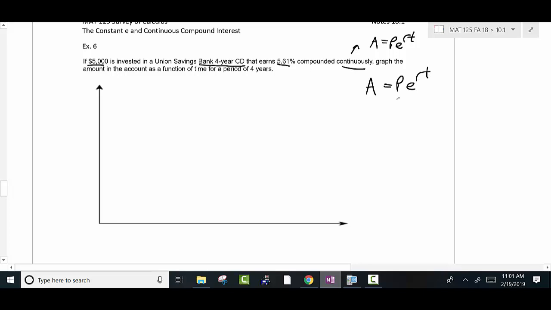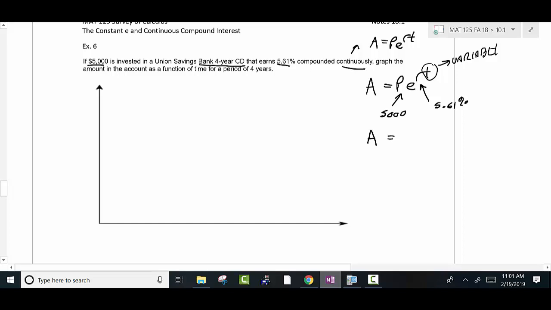So to begin with, let's get this set up, then I'll show you what we're going to do on the calculator. So in this problem, you start with $5,000, so your principal's $5,000. The interest is 5.61%, so you'll have to move the decimal back on that. But we're not going to do anything with t. That's just going to be a variable. So what we'll see when we graph this is how the account grows over time. Okay, so we'll set this up like this.